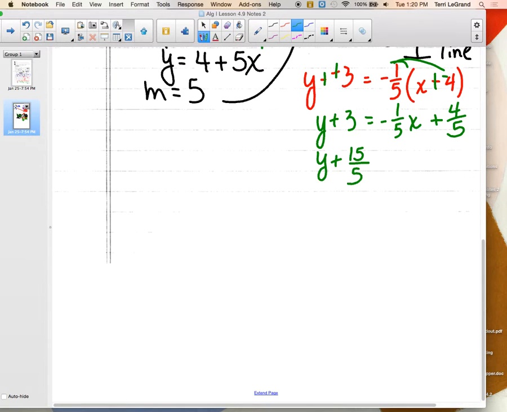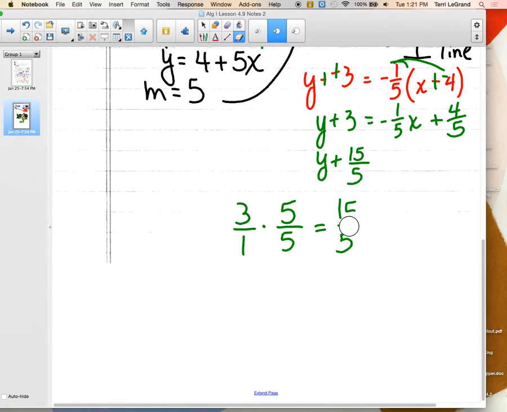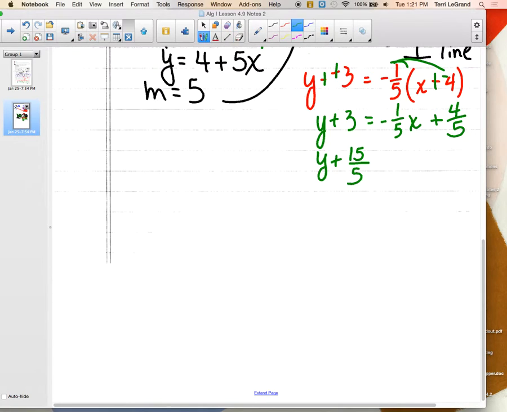So what do we have to multiply 3 by to get it into fifths? We're going to take 1 times 5 downstairs to get fifths, so then we have to do that upstairs, and that's how we get our 15 fifths. Okay, now it's going to be easier to work with without a calculator. And so I'm now going to do what to both sides? Subtract 15 over 5. Subtract that 15 fifths.